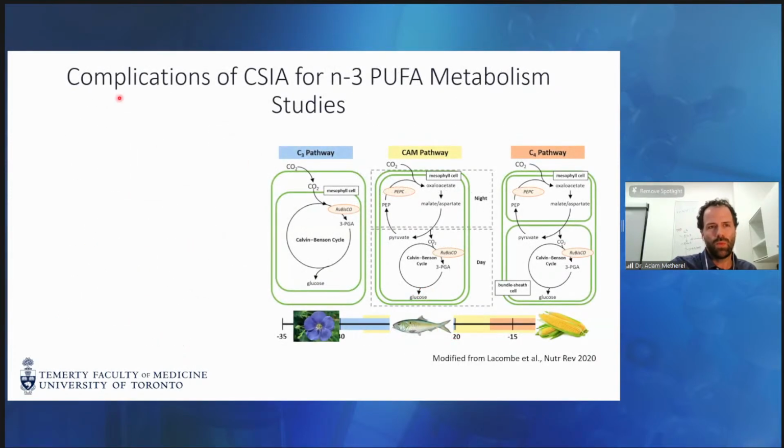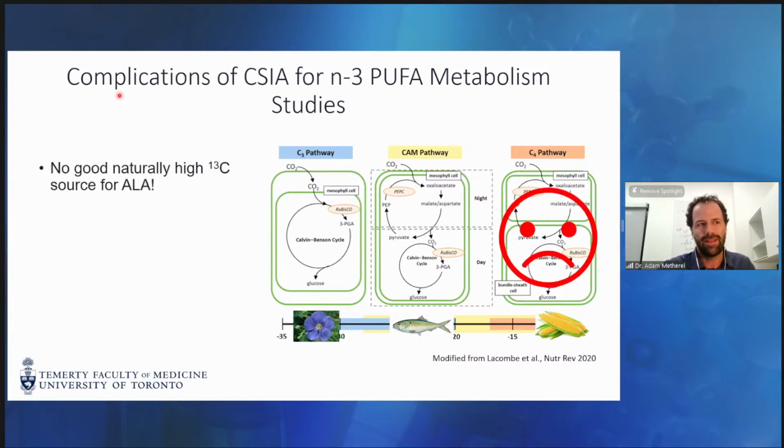This is not without its complications, particularly when we're talking about n-3 PUFA metabolic studies. The big issue here is that there aren't any really good naturally high C13 sources of ALA. Flaxseed, chia, all these really high ALA-containing seed oils are C3 pathway plants. There's a little bit of ALA in corn, but it's only about 1%. So isolating ALA from corn maybe isn't the most efficient way to go about these studies.